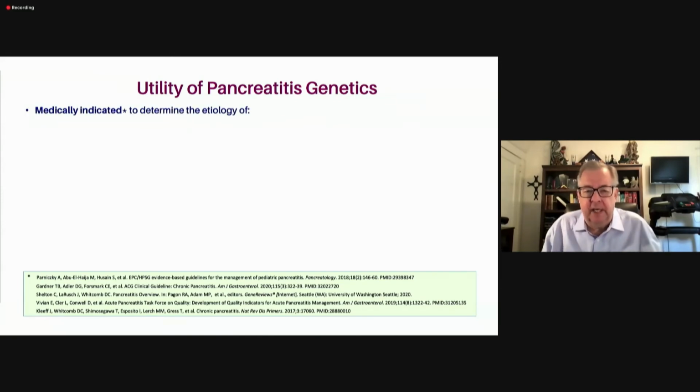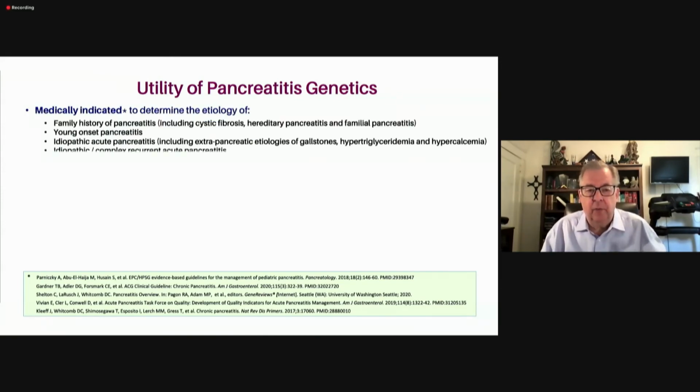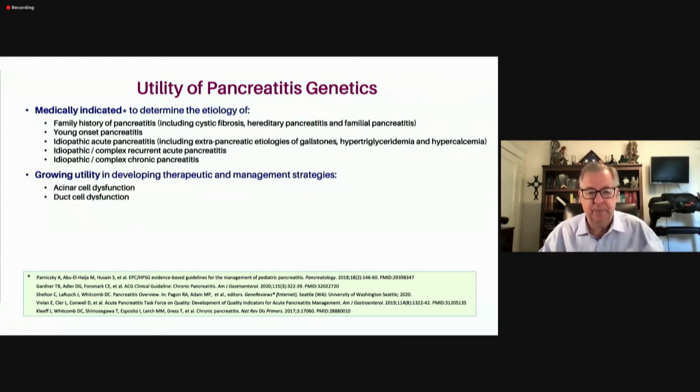So what is the utility of pancreatitis genetics? Well, we see that it's medically indicated genetic testing to determine the etiology of pancreatitis, if there's a family history, if it's a young onset, if it's idiopathic acute pancreatitis, recurrent acute pancreatitis, or chronic pancreatitis. And below, I've listed all of the expert reviews that have concluded that it is medically indicated, which also means that the insurance should pay for it. There's growing utility in building acinar cell models, duct cell models, looking at the effect of other systems such as dyslipidemia and the pharmacogenetics, which is also important in targeting therapy.